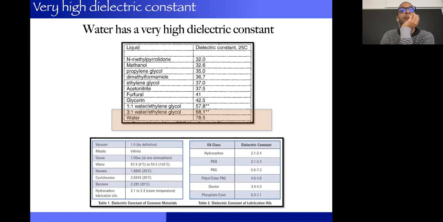So we talked about dielectric constants. Dielectric constants are related to the ability of the liquid to be polarized by electric fields. And I'm just showing you here many different liquids. Half of them I've never heard of, but they exist.